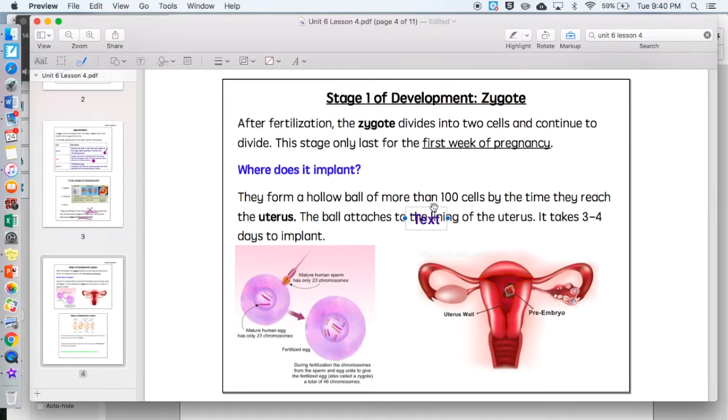Go ahead and think for a moment. You're going to answer this in your workbook too. Where does that zygote implant? Because that's a review question.